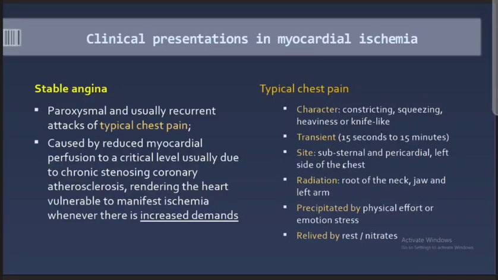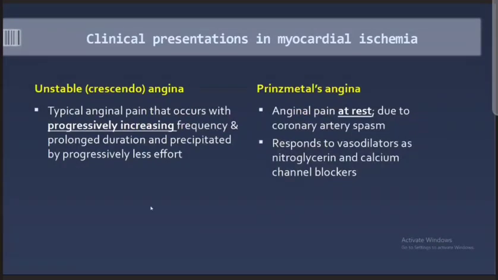pericardial, or left side of the chest. Could be radiated to the base of the neck, jaw, or left arm, precipitated by physical effort or mental stress, and relieved by rest or nitrates. When there is paroxysmal and recurrent attacks of typical chest pain, this is considered as stable angina caused by reduced myocardial perfusion to a critical level, usually due to chronic stenosing coronary atherosclerosis, rendering the heart vulnerable for manifest ischemia whenever there is increased demands.